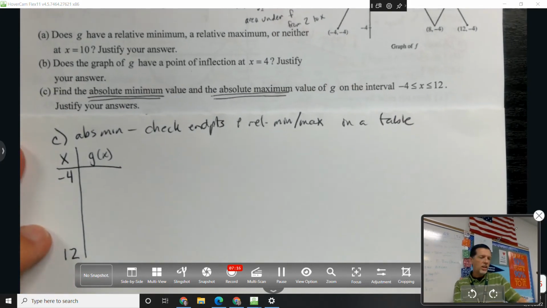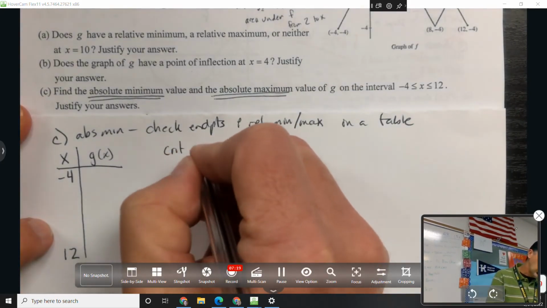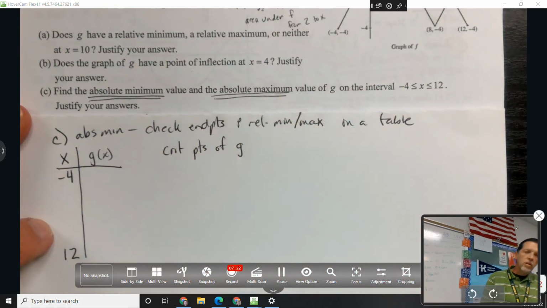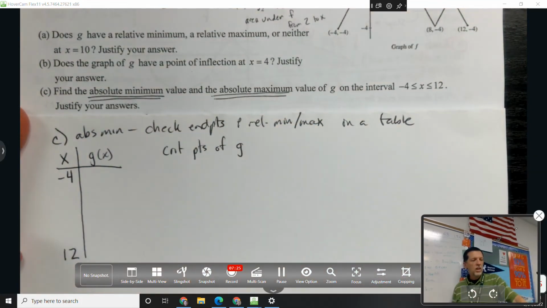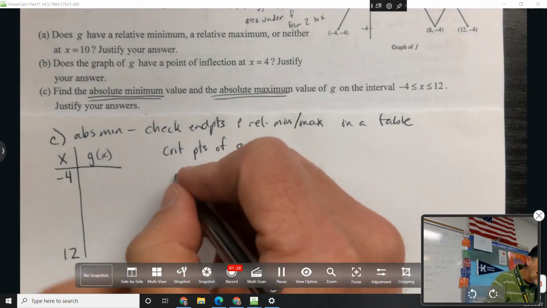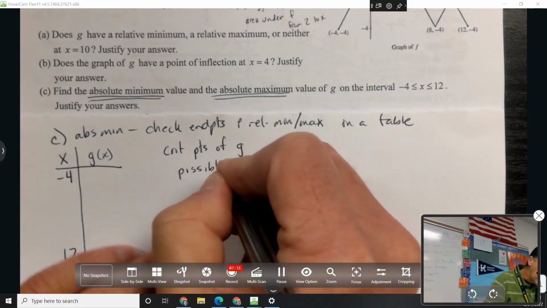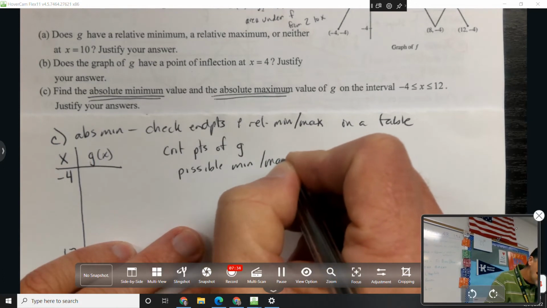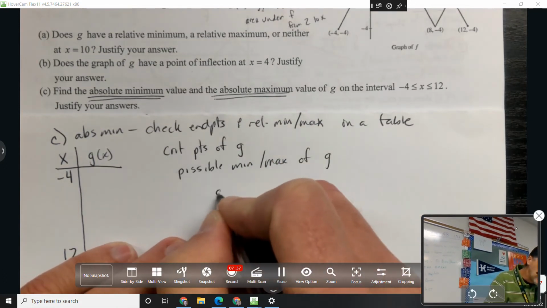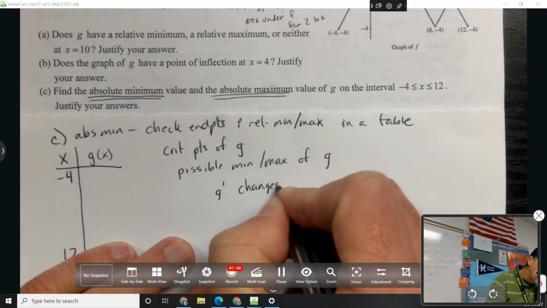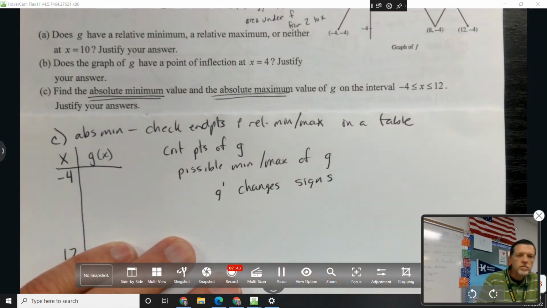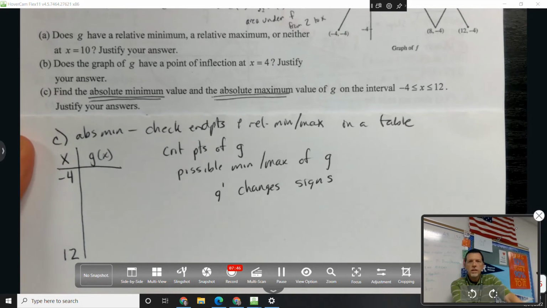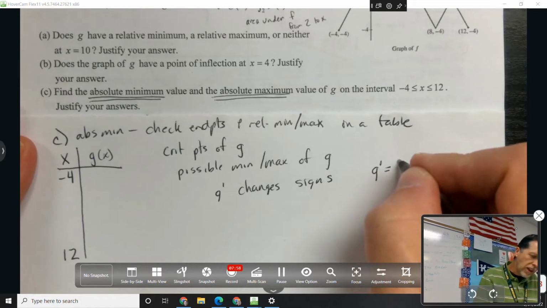And then I need to check any critical points. Critical points of g. Or I could phrase it this way: I need to check any possible mins and maxes. So that would be where g prime changes signs. Because if g prime changes signs, that means I've got a relative max or maybe a relative min. But we said earlier that g prime was equal to f.